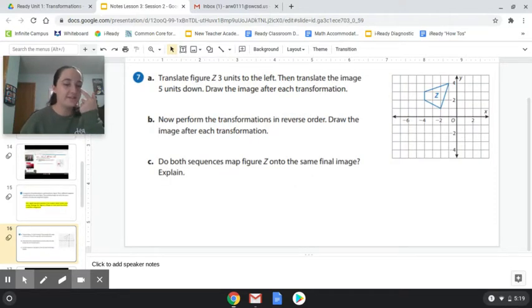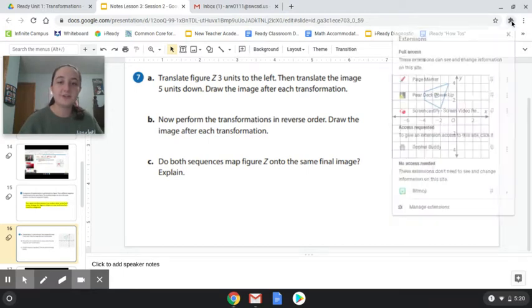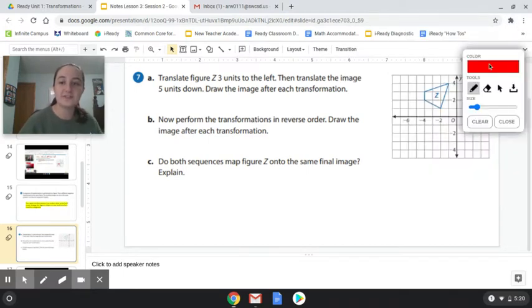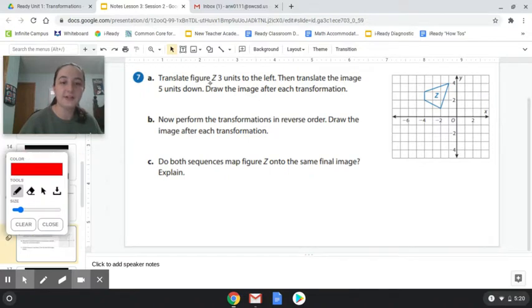The last problem we have here is number 7, and so we start by translating that figure 3 units to the left. So again, we're going to translate it 3 units to the left. So we'll take each of our points and go 3 to the left. So 1, 2, 3. Connect those. And then 1, 2, 3 to make our Z prime because it was transformed once.